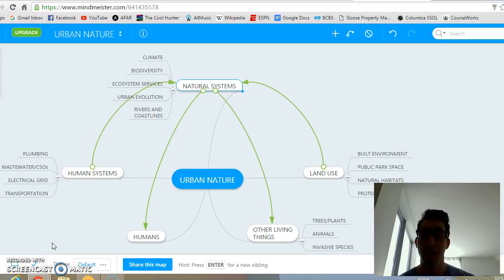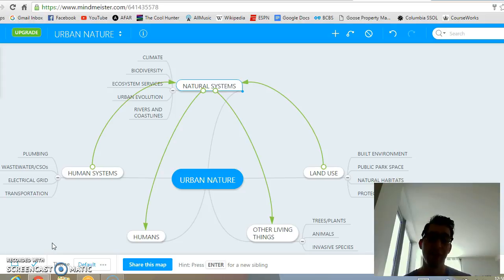On the land use side, obviously, how we decide to use the land within the boundaries of the city could have significant implications on the natural systems, and by that I'm talking about obviously commercial and residential space in the built environment. Public parks, the city has done a fantastic job with its public park space lately. Natural habitats and maybe even protected areas could be a consideration here in New York and other cities.